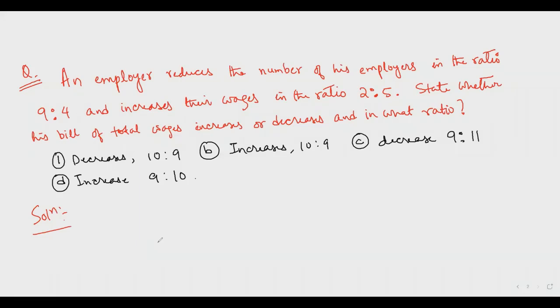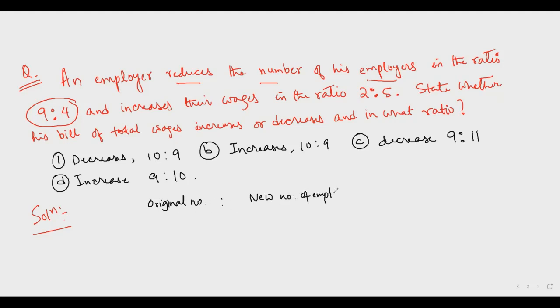See, the question is easy. If you understand the question, then it's very easy. The employer reduces the number of his employees in the ratio 9:4. So see the first line, see the statement, see the meaning. The first is the original number, and then the new number of employees.